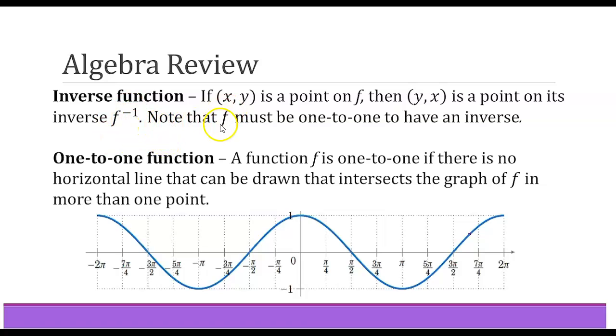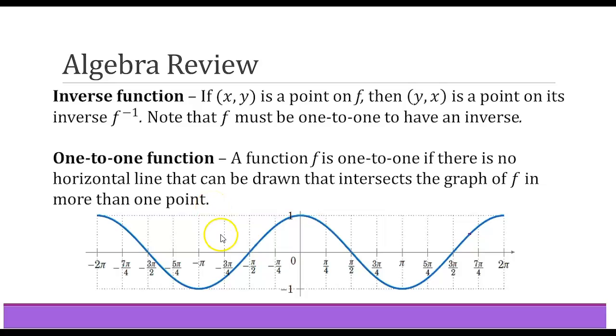Note that f must be 1-to-1 to have an inverse. So, quick review: what does it mean to be a 1-to-1 function? A function f is 1-to-1 if there is no horizontal line that can be drawn that intersects the graph of f in more than one point.